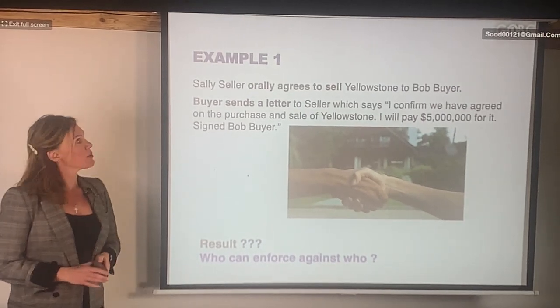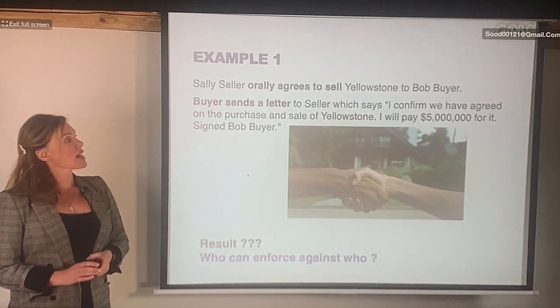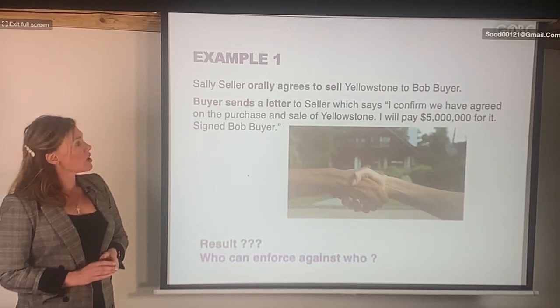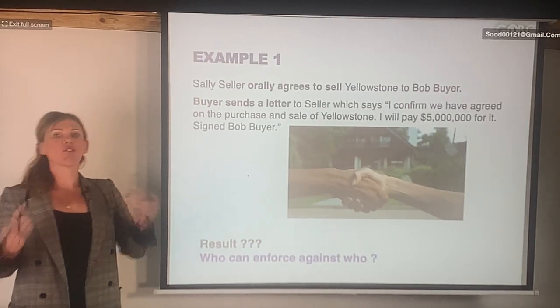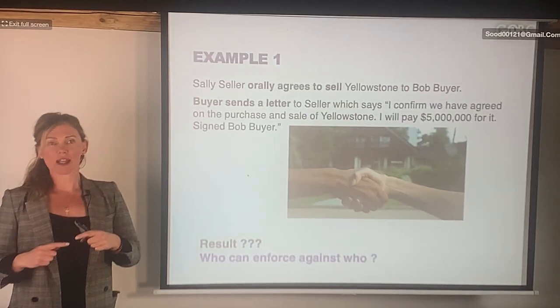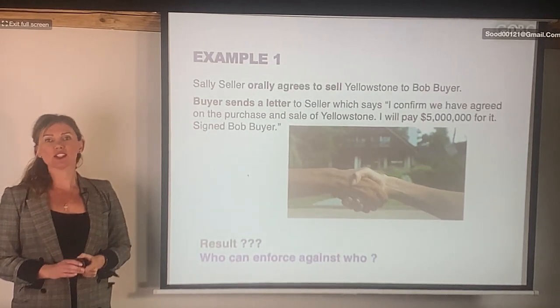We have Sally the seller, who orally agrees to sell the Yellowstone to Bob the buyer. Buyer sends a letter to seller which says, I confirm we have agreed on the purchase and sale of Yellowstone, and I will pay you $5 million for it. And he signs it. Who can enforce the contract against whom? Can Bob enforce it against Sally the seller? Can he do this, yes or no?